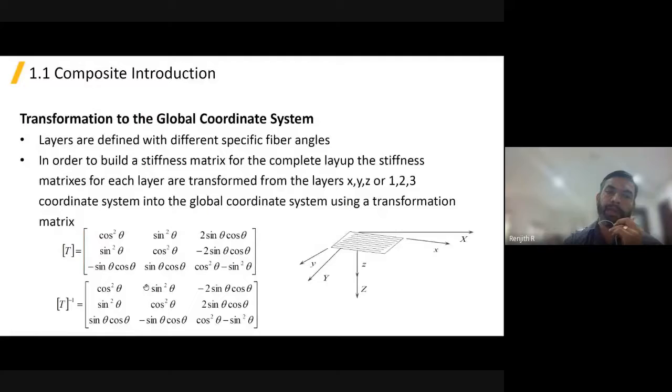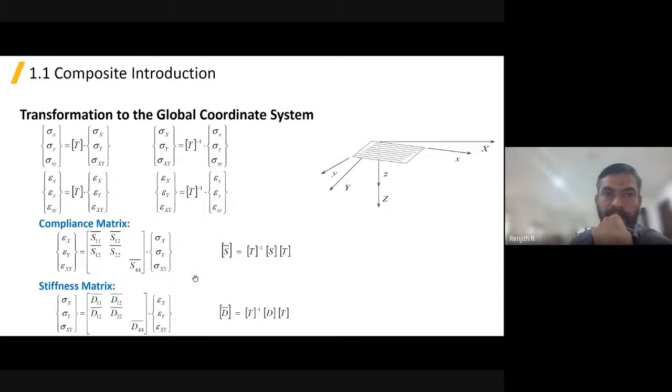You will multiply this with the local coordinate system information, then the matrix will be converted to the global coordinate one. This is the matrix for the composite material. And in this transformation, you multiply sigma x, sigma y, sigma xy with the transformation matrix. Obviously, it will be converted to the global coordinate system.